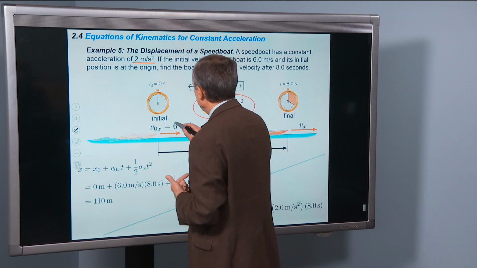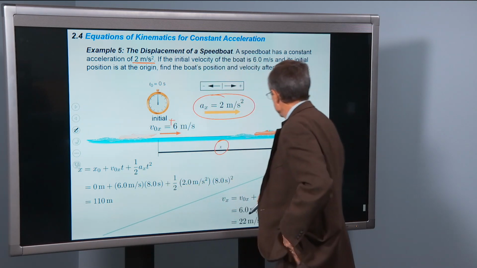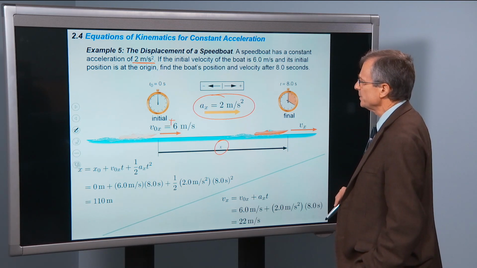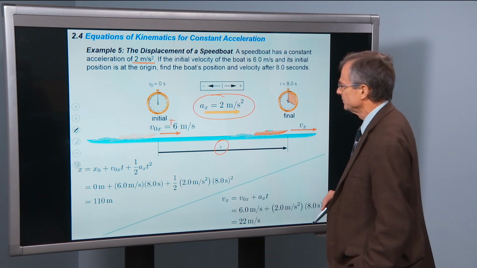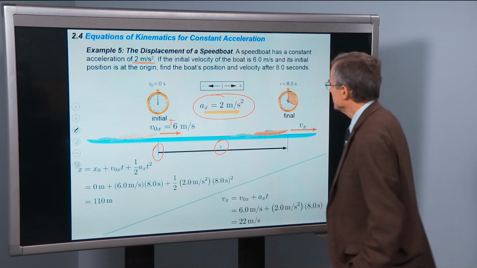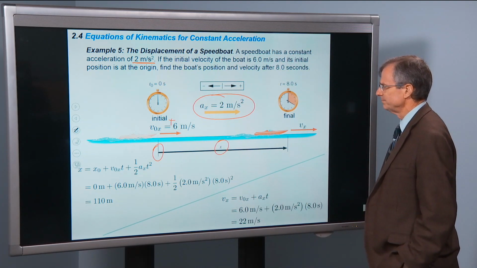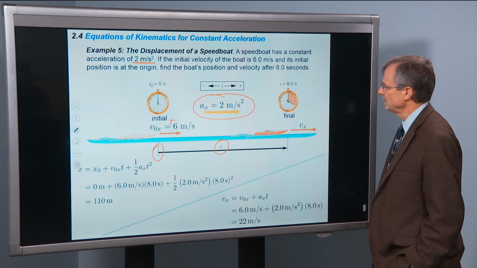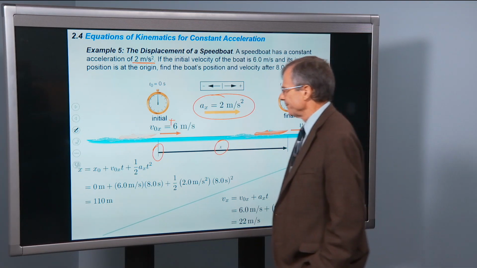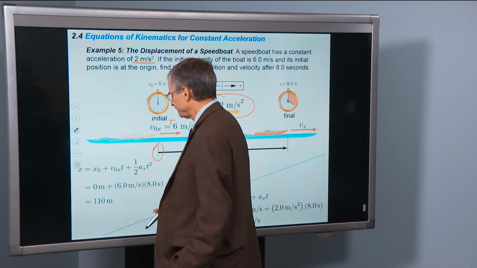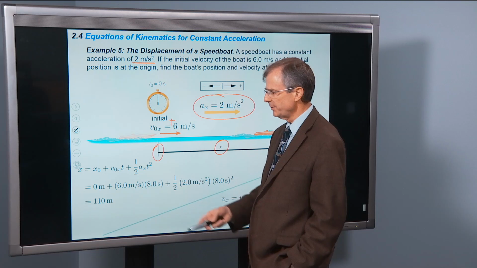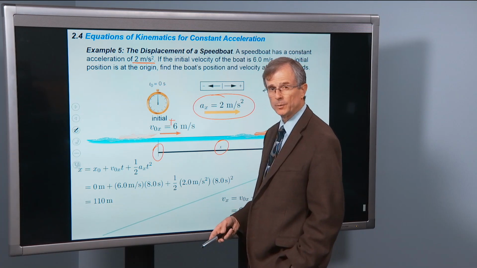And so in that case, this velocity is positive, 6 meters per second. And its initial position is at the origin. So this is the origin of coordinates. Find the boat's position and velocity after 8 seconds. Well, let's do it. We need the position. Let's plug the values into this equation to see if we can find that final position.